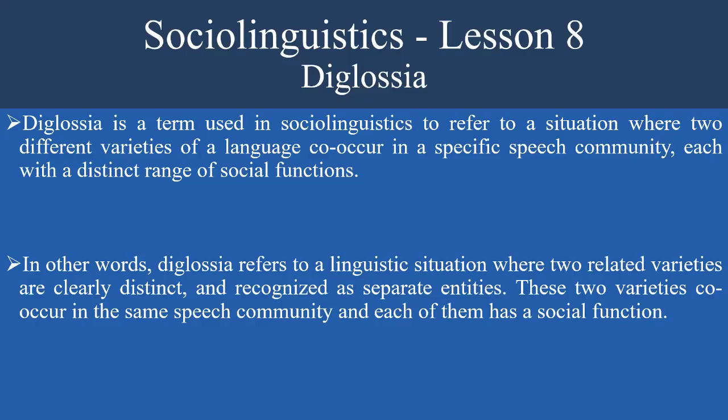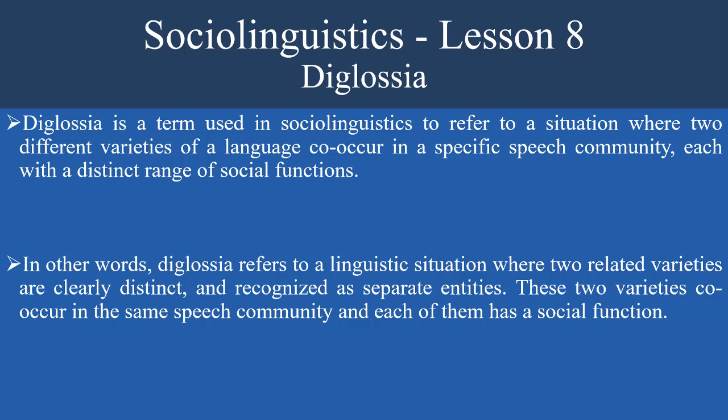Today we'll be talking about diglossia. Diglossia is a term used in sociolinguistics to refer to a situation where two different varieties of a language could occur in a specific speech community, each with a distinct range of social functions. So basically, we talk about diglossia when we have two different varieties that both exist in the same community, and each of them has a range of social functions.